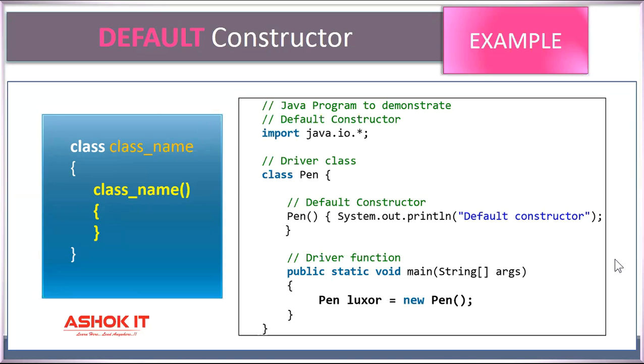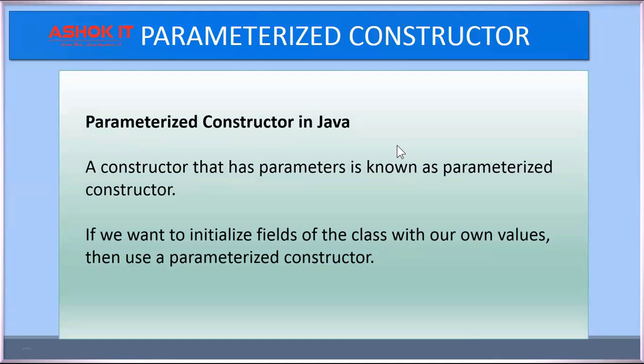Now next, let's see what a parameterized constructor is. A parameterized constructor in Java has parameters. A constructor that has parameters is known as a parameterized constructor. If we want to initialize the fields of a class, that is, if we want to assign values to the class data members with our own values, then we can use a parameterized constructor. So a constructor that has parameters is a parameterized constructor and is used to initialize class fields, that is, the data members or instance variables of the class.